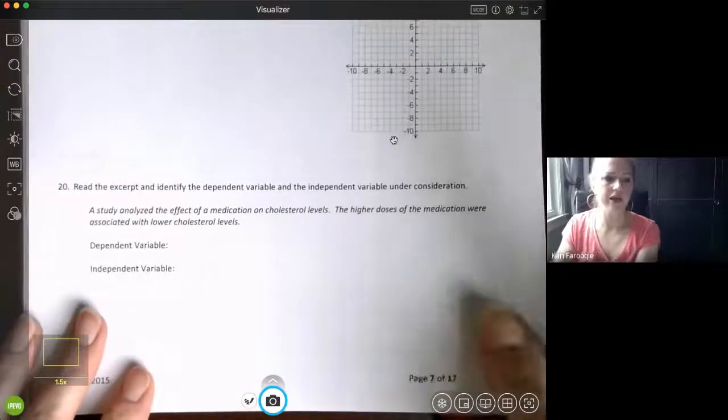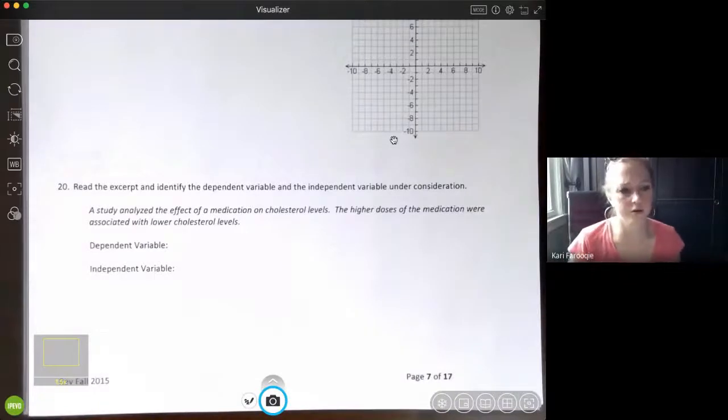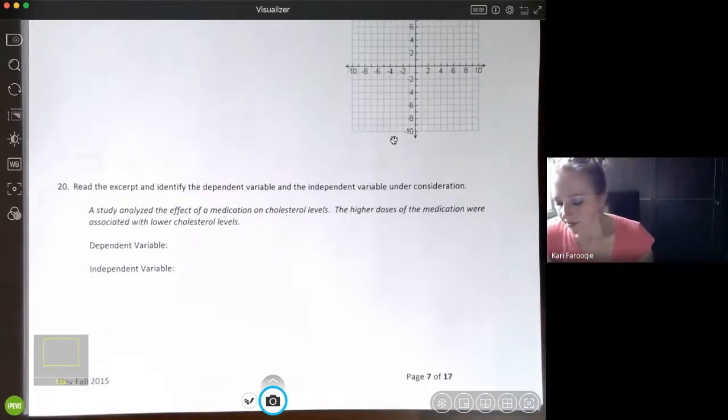All right, number 20. I did think that this was important. We did briefly talk about this in 8.1. So let's talk about the difference between the dependent and the independent variable. A study analyzed the effect of a medication on cholesterol levels. The higher doses of the medication were associated with lower cholesterol levels.